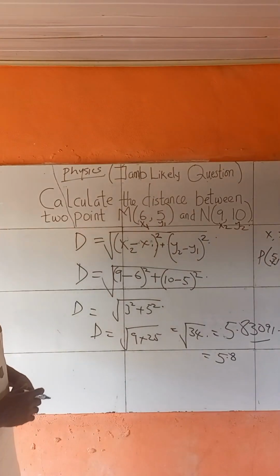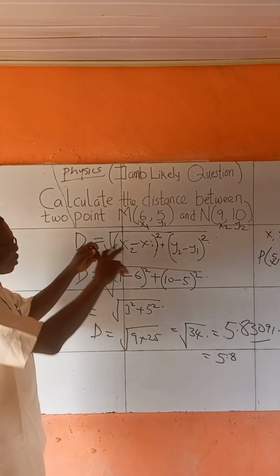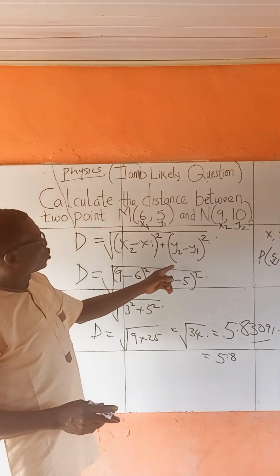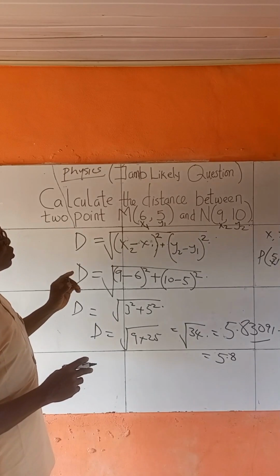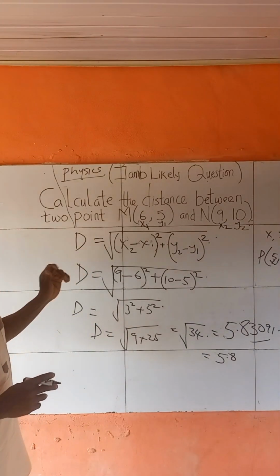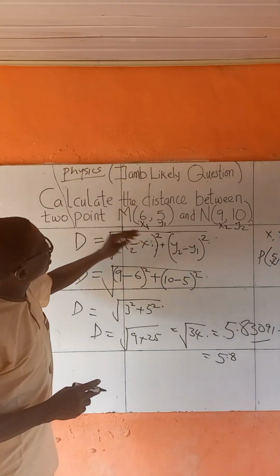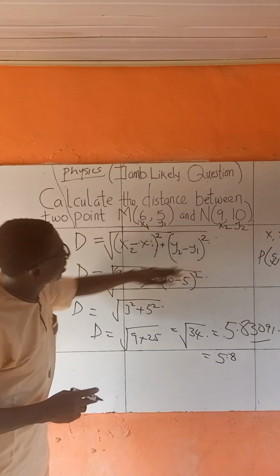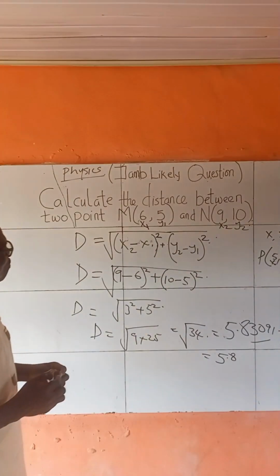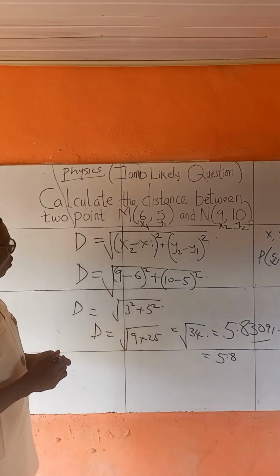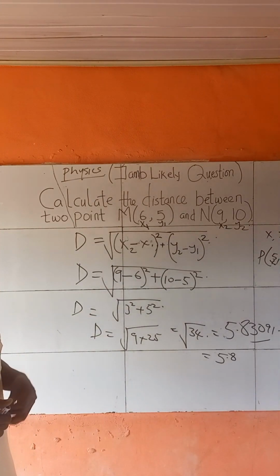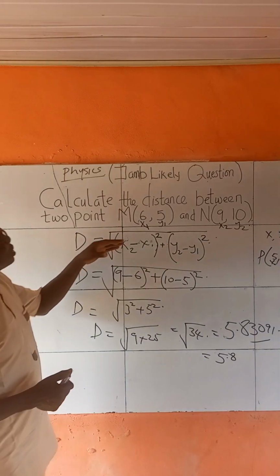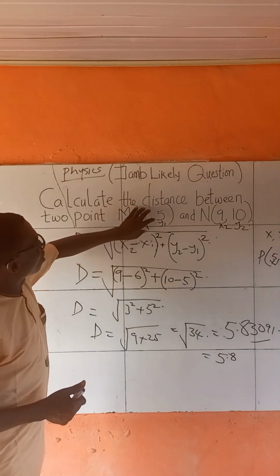It is the square root of x2 minus x1 all squared, plus y2 minus y1 all squared. That is how to do it, and that is how you can get the correct answer. Once you do it this way, provided you don't have a calculation error, for instance, if I say 9 minus 6, instead of 3, I say it's 2. That is very wrong. So always remember your x1.